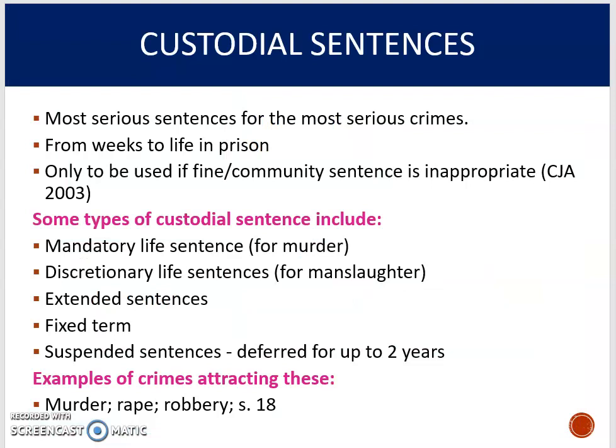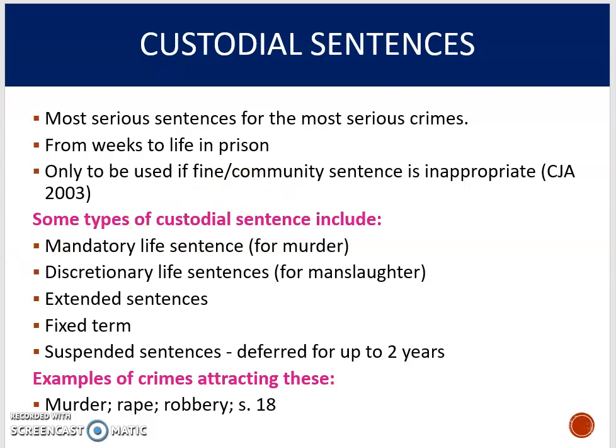Imprisonment is the most severe sentence available to the courts, and as such, custodial sentences are reserved for the most serious offences and are imposed when the offence committed is, quote, so serious that neither a fine alone nor a community sentence can be justified for the offence. And that comes from section 152, subsection 2 of the Criminal Justice Act. And that's what I've got here, that it's a last resort. It's only to be used if a fine or community sentence is inappropriate.